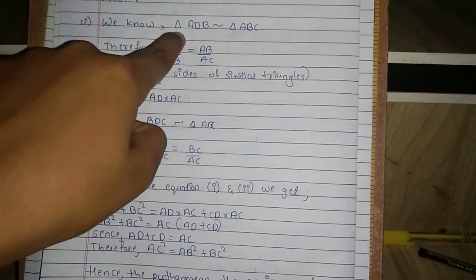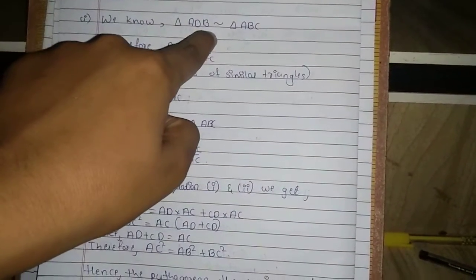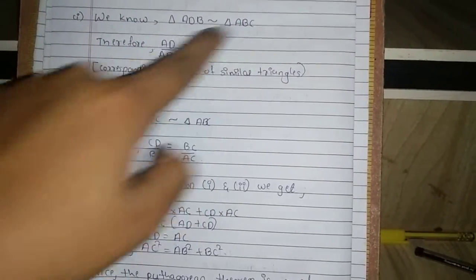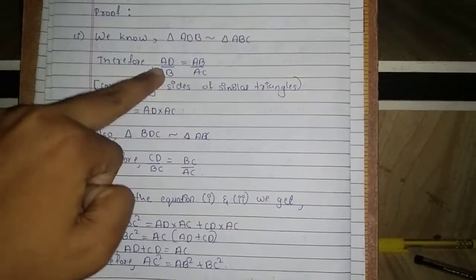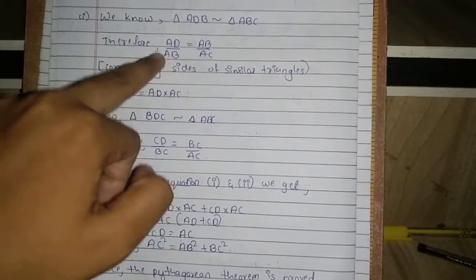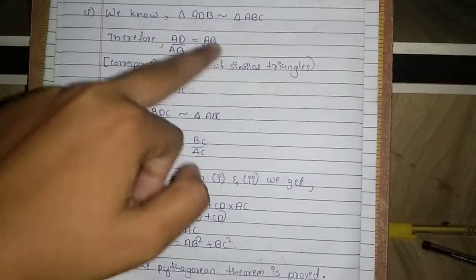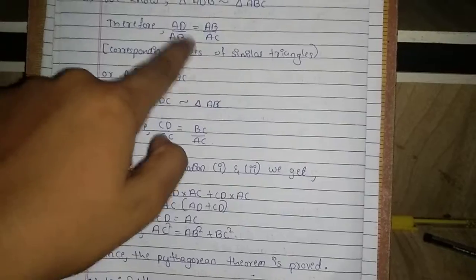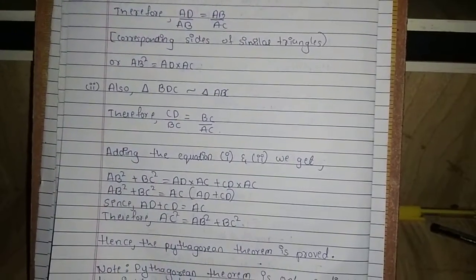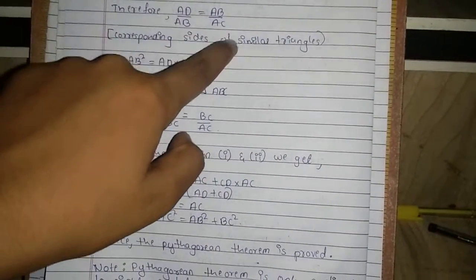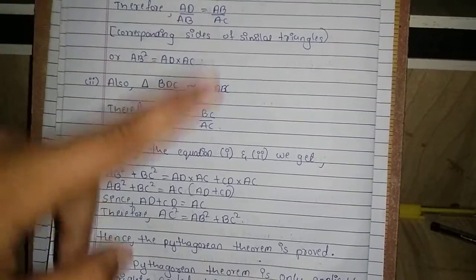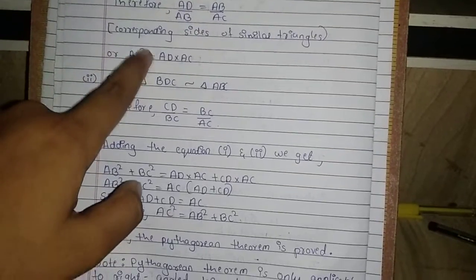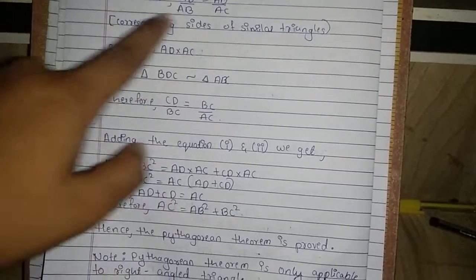We know that triangle ADB is similar to triangle ABC. Therefore we have to make a division here. So AD by AB is equal to AB by AC. Now we have to cross multiply. So AB and AB will become AB square, and AD and AC will become AD into AC, corresponding sides of the similar triangles. Or AB square is equal to AD into AC.